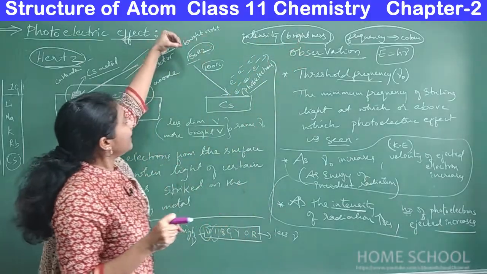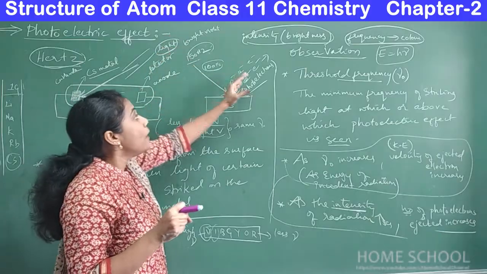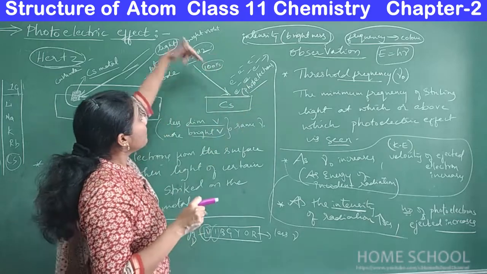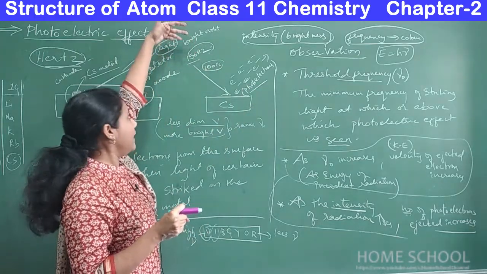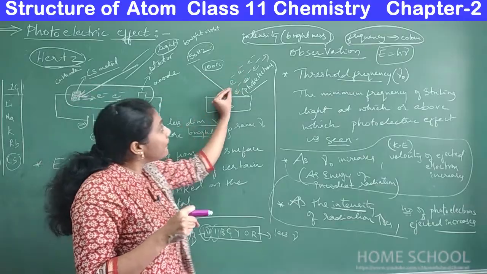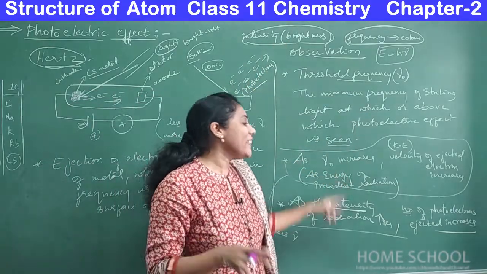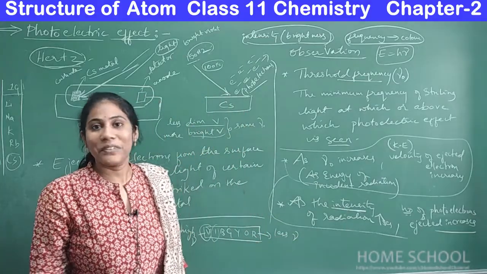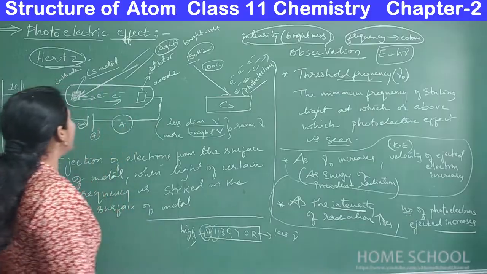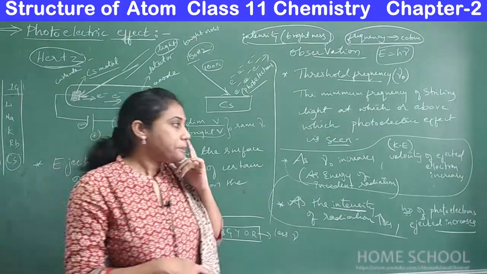So the brighter the light you strike on the surface, more and more electrons get ejected. But when you strike higher frequency, higher energy radiation, the speed of electrons increases. So these two points are very, very important to understand. Clear? These are the observations that Hertz made when he was doing this experiment, right?